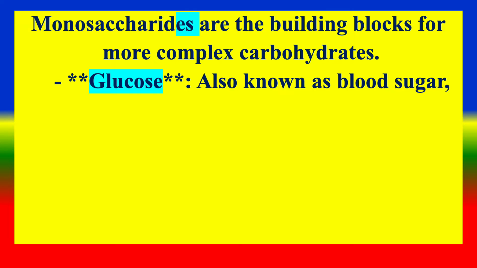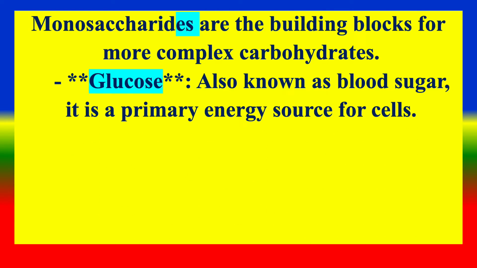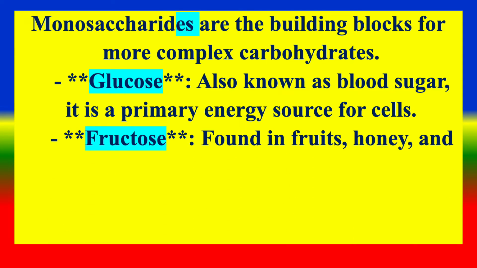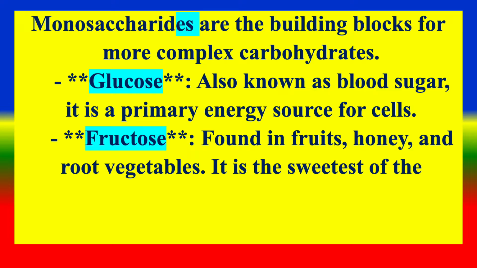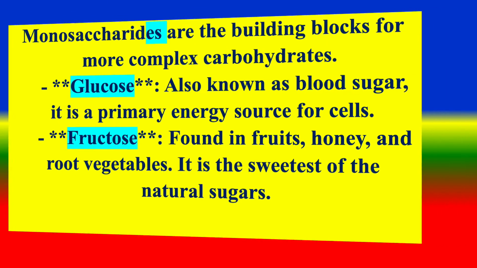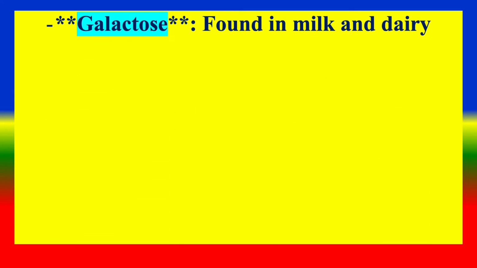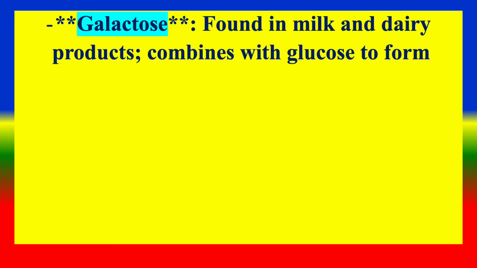Glucose, also known as blood sugar. It is a primary energy source for cells. Fructose, found in fruits, honey, and root vegetables. It is the sweetest of the nutritional sugars. Galactose, found in milk and dairy products, combines with glucose to form lactose.